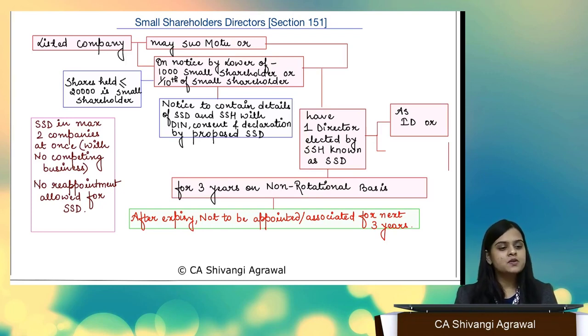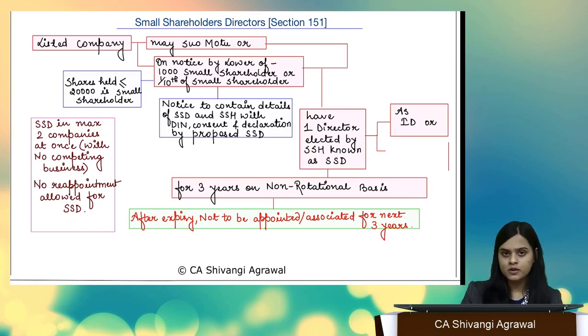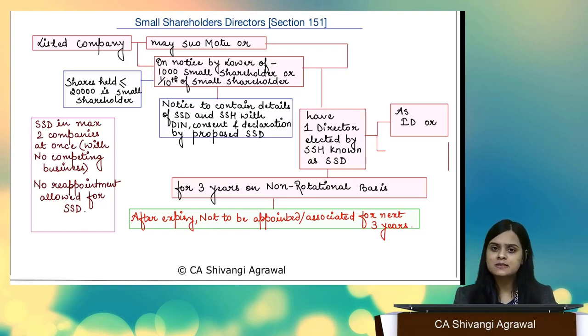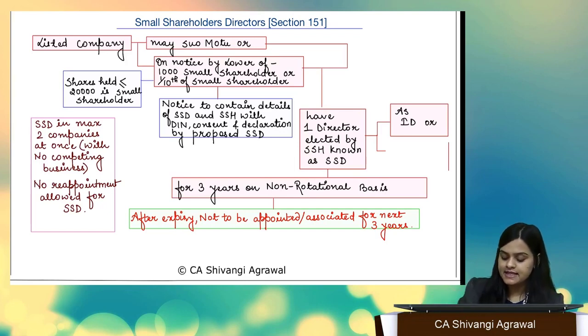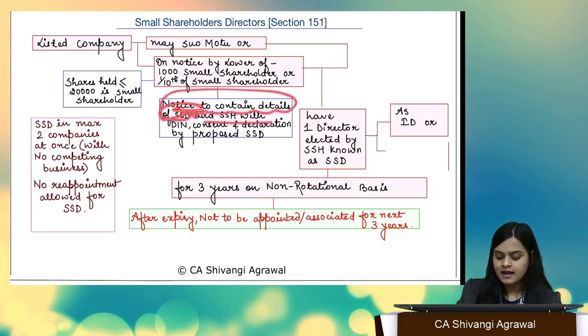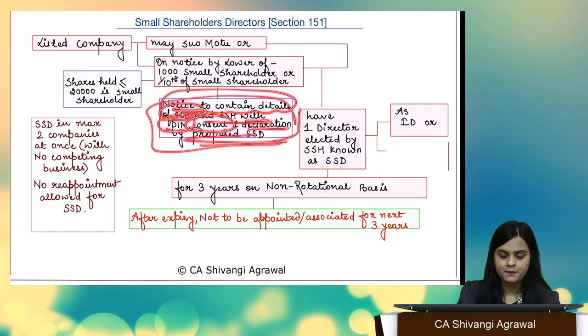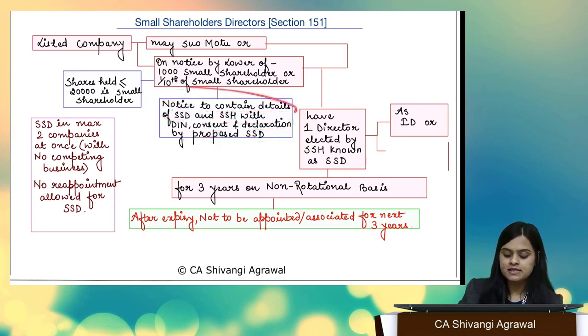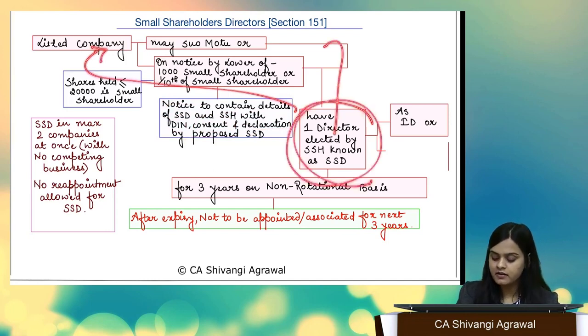It's not mandatory. So if a listed company wants, it may suo motu, that means on its own, or on receipt of a notice by the eligible small shareholders, have one SSD who is elected by small shareholders. Who is eligible to send notice? 1,000 small shareholders or 1/10 of small shareholders, whichever is lower. Right. So they will send a notice to the company that we are proposing the appointment of this person as SSD. And this is his DIN, this is his consent, and he has given a declaration that he is not disqualified, right? So along with these details, they send a notice to the listed company. The listed company may have one director elected by small shareholders.